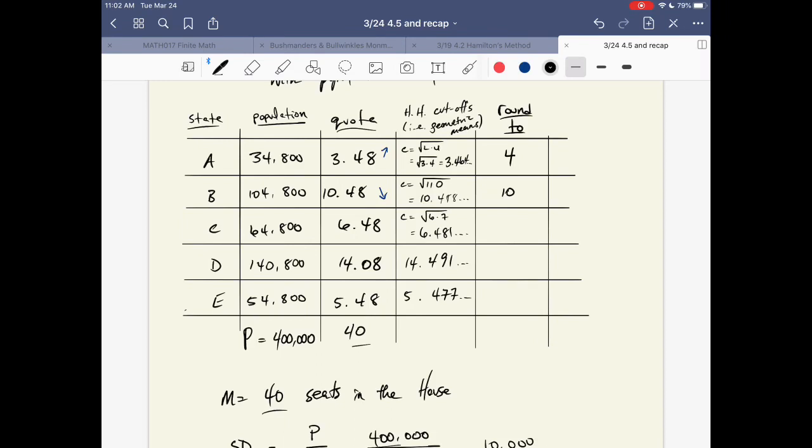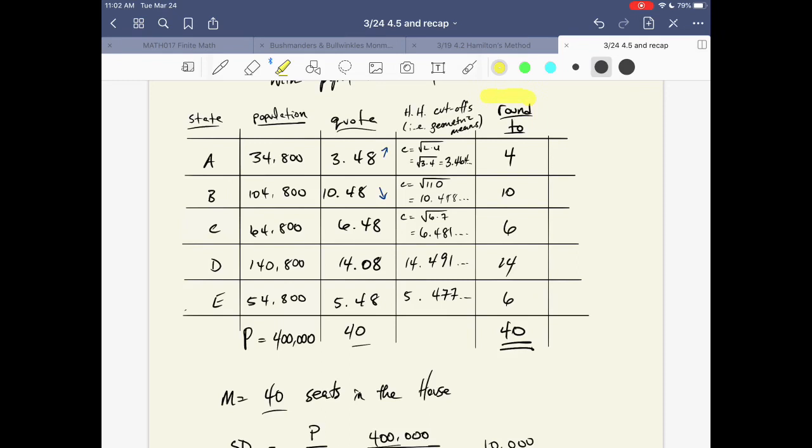So 6.48 is less than 6.481, and so we'll round it down to 6. 14.08 is definitely less than 14.491, so that gets rounded down to 14. And 5.48 is bigger than 5.477, so that gets rounded up to 6. If we sum everything up here, we get 20 there, and 10 there, and 10 there, and that makes 40. Exactly what we wanted. Good, so we're happy. Huntington-Hill worked here.